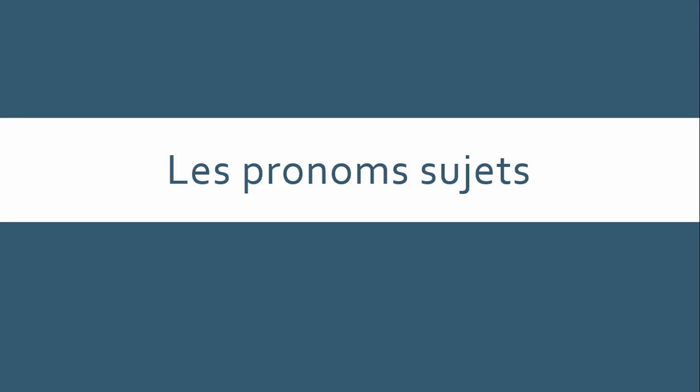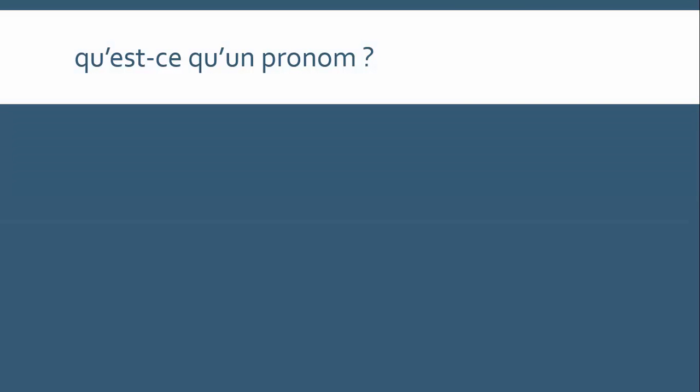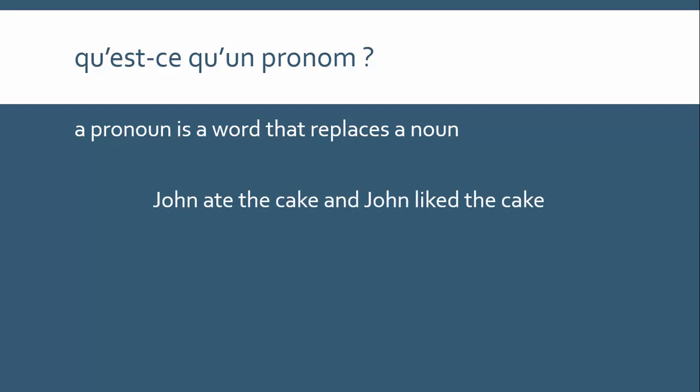First of all, though, we of course need to know what a pronoun is. And quite simply, pronouns are words that replace nouns in order to avoid repetition. So for example, we could say John ate the cake and John liked the cake, but this is very repetitive, it's not very natural. Instead, you're more likely to say John ate the cake and he liked it. And here the words he and it are pronouns because they replace the nouns John and the cake respectively.